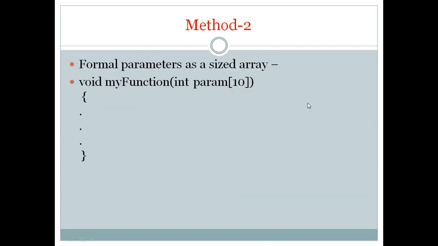Let's move to method 2. In the second method, we can pass formal parameters as a sized array. In earlier method 1, we passed the formal parameters as pointers. Here we are passing formal parameters as a sized array. Instead of using an asterisk, we are simply using the name of the array with the total subscript value, that is 10. It could be anything as per the size of the array.